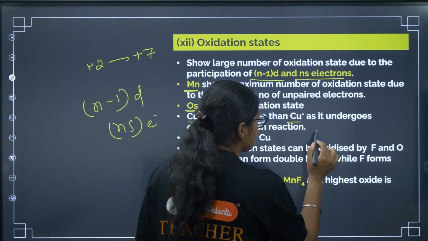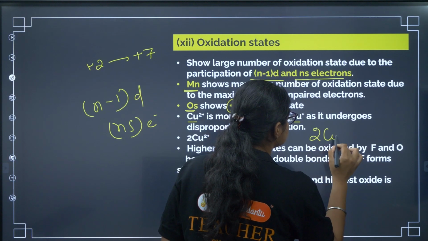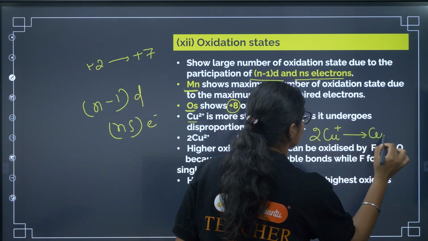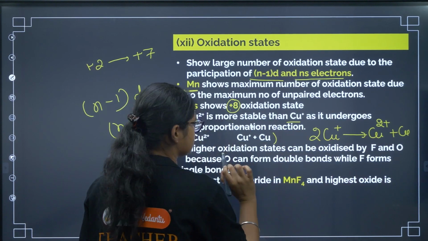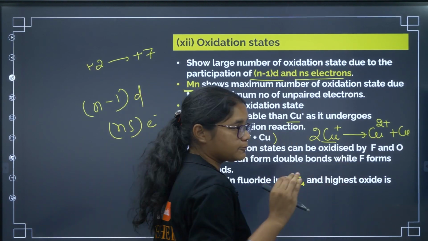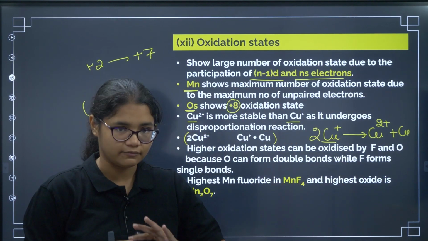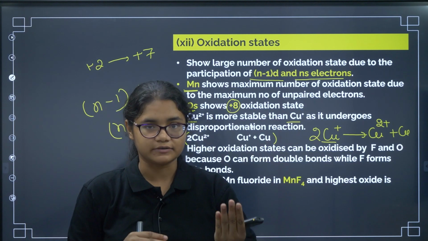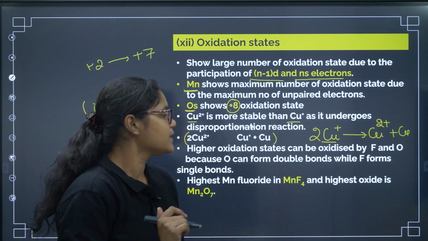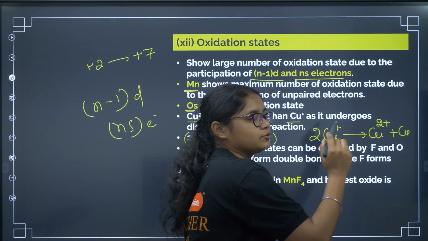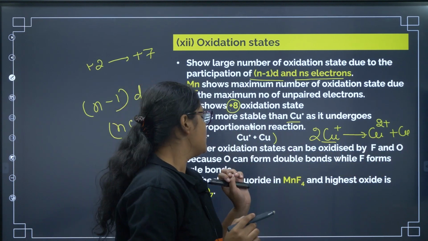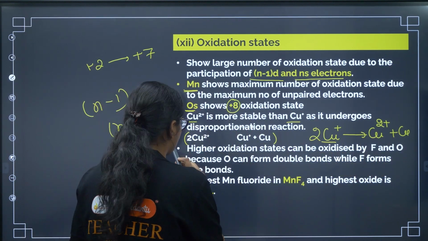Okay, so I'll write down this reaction here. 2Cu+ gets converted to Cu2+ and Cu. Disproportionation reaction means the reaction in which the same element undergoes both reduction and oxidation, right? So copper plus to copper 2 plus is oxidation and copper plus to copper is reduction. Okay.